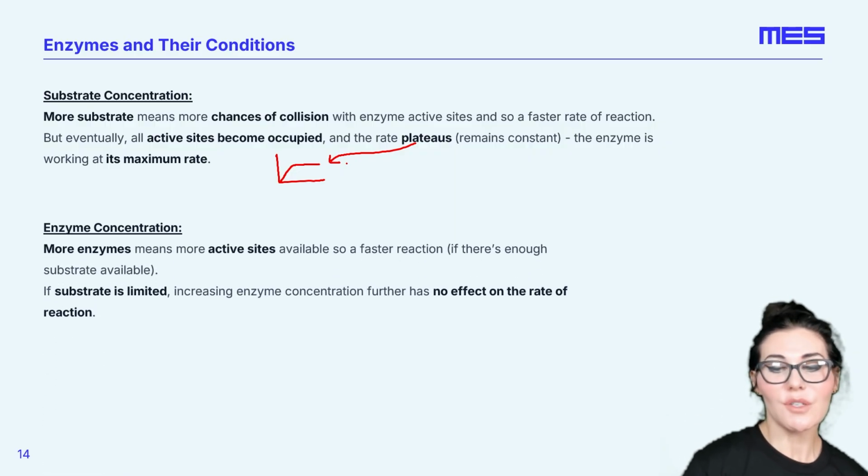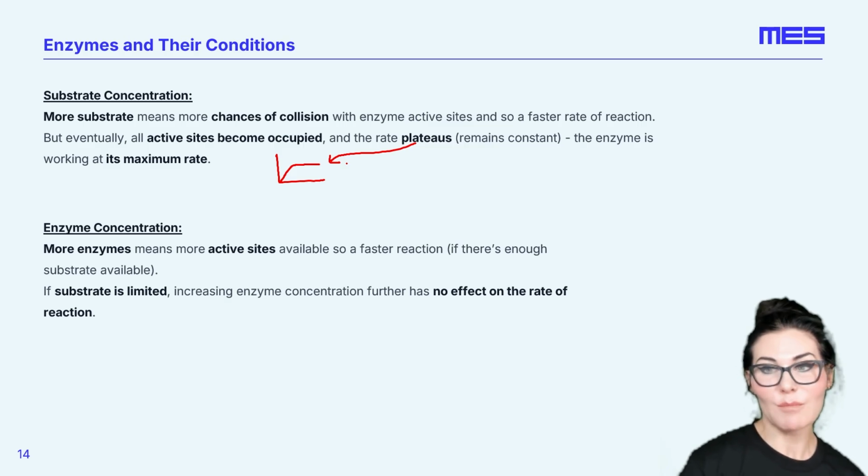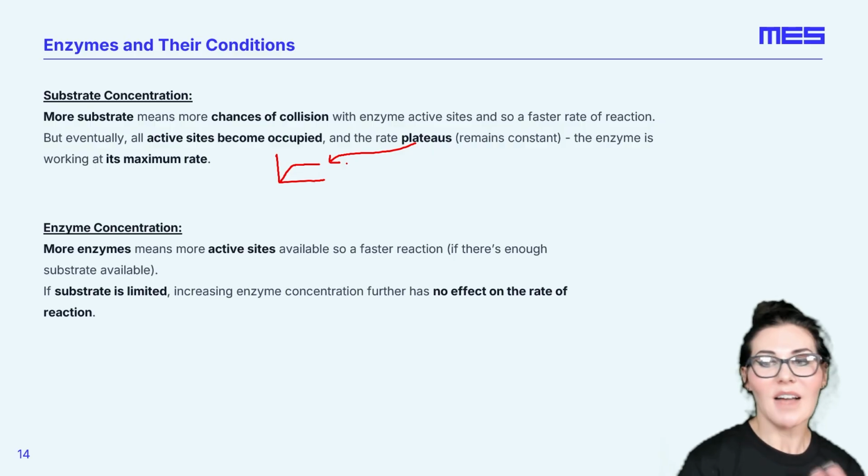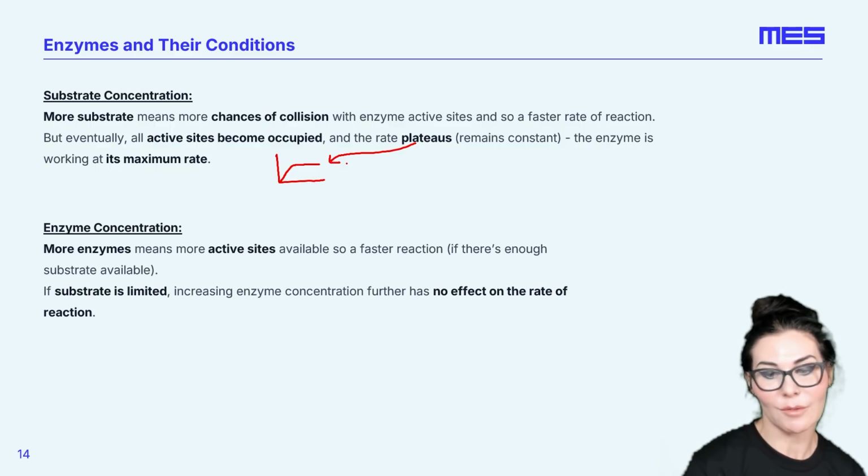Enzyme concentration as well will have an impact. So if you add more enzyme, there's more active sites available for a faster reaction, but the substrate might run out. If you don't increase the amount of substrate and the substrate becomes limited, then adding more enzyme is not going to have any further impact on the enzyme controlled reaction, even though there's enzyme available.